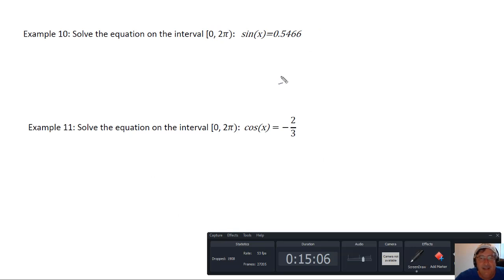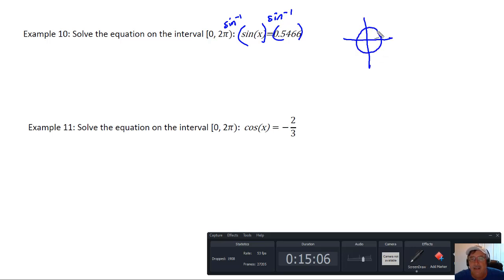All right, in examples 10 and 11, these are a couple different types of trigonometric equations we're going to look at. So they may give you ones that say solve the equation in this interval. Now the nice thing is these aren't those multiple angle ones, these are just single angle ones, but they may just give you a number here and ask you to solve. So again, we're going to go ahead and take the inverse sine of both sides of the equation.